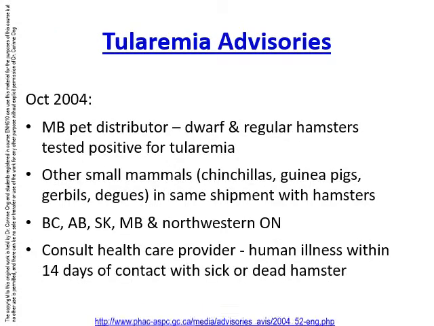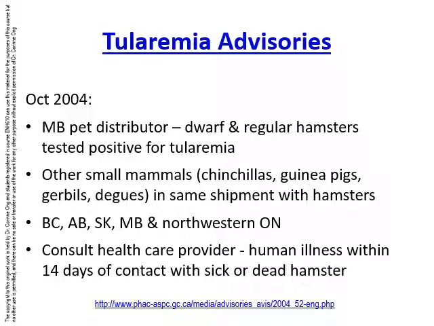There's only been one tularemia advisory in the past. This involved a Manitoba pet distributor whose dwarf and regular hamsters tested positive for tularemia. In the same shipment with the hamsters were also other small rodents. This affected several provinces, BC, Alberta, Saskatchewan, and Manitoba, as well as northwestern Ontario. The advisory stated that healthcare providers should be consulted if any illness was encountered within 14 days of contact with sick or dead hamsters.